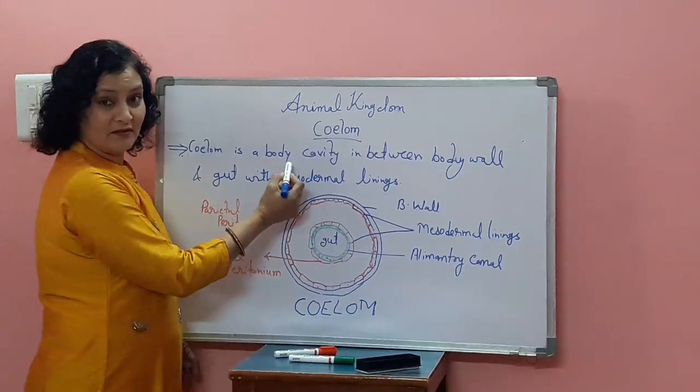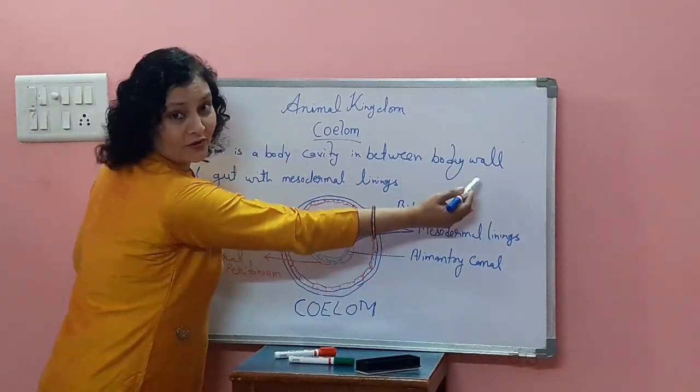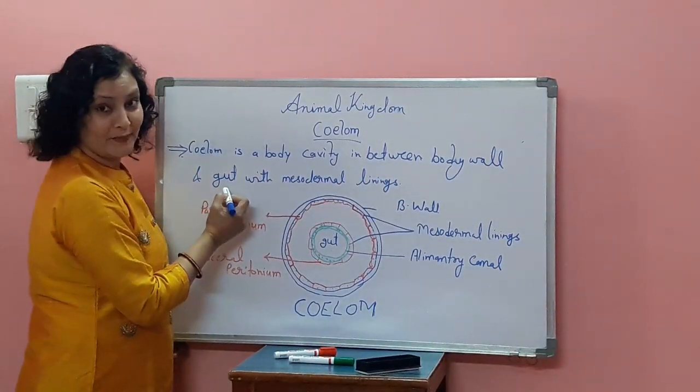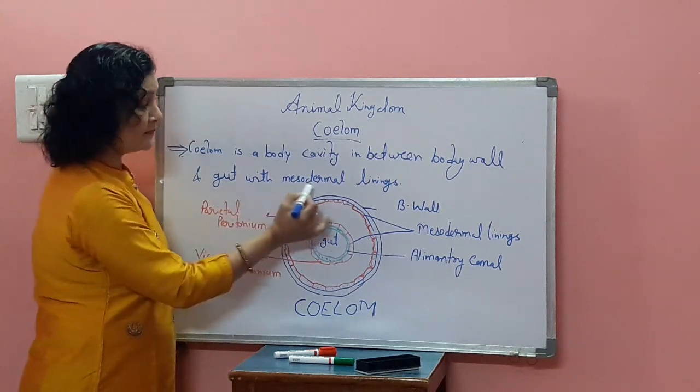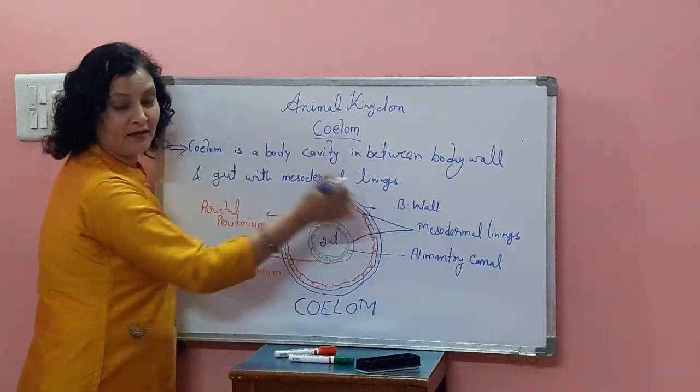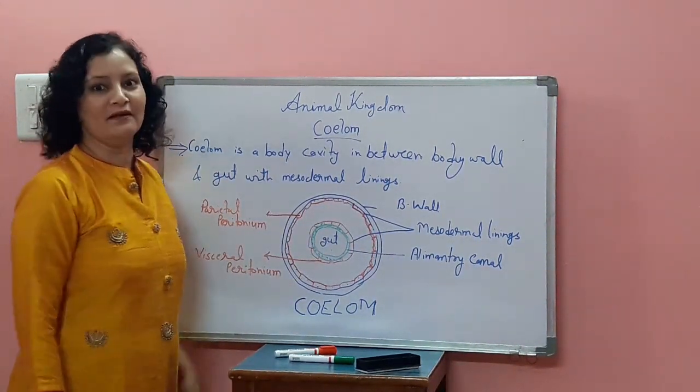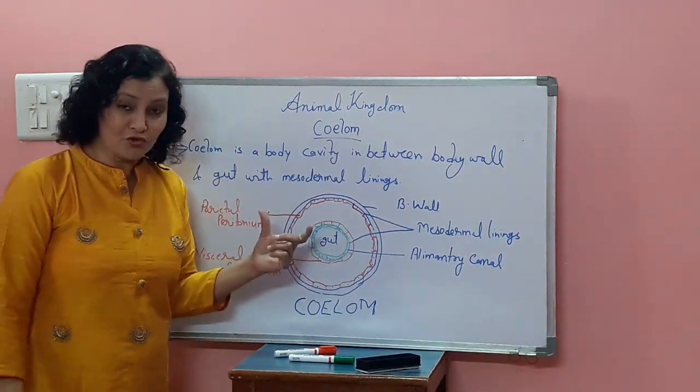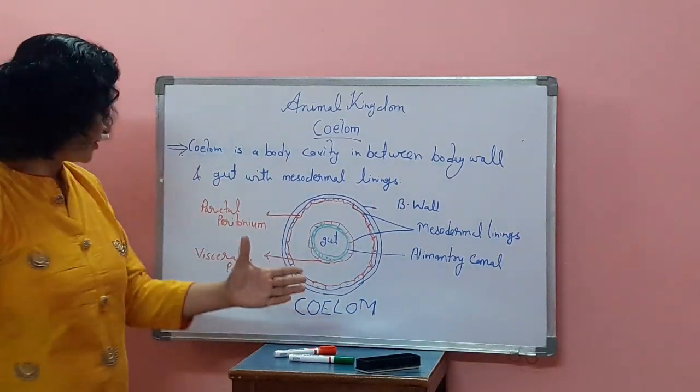Coelom is a body cavity in between the body wall and gut. It means the alimentary canal, with mesodermal lining. Here mainly three things are required. Coelom forms in the embryonic stage.